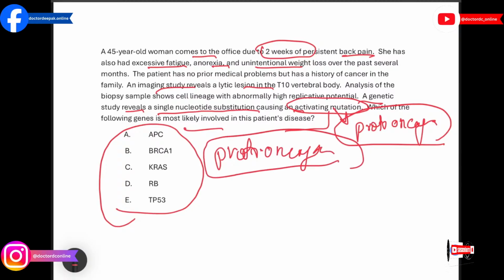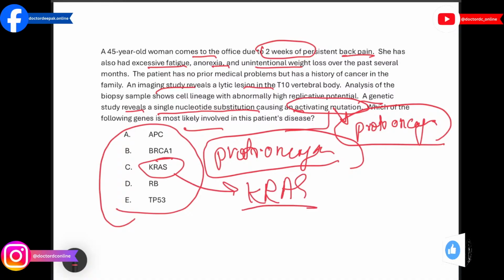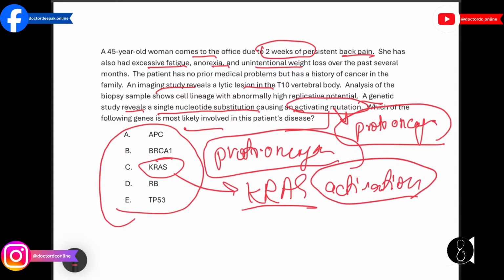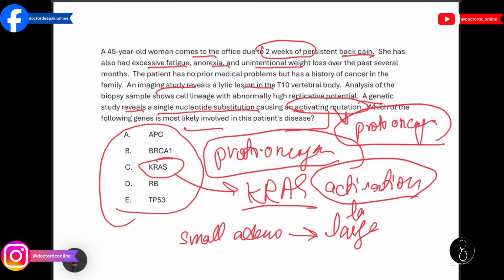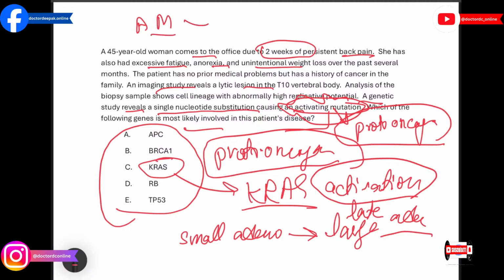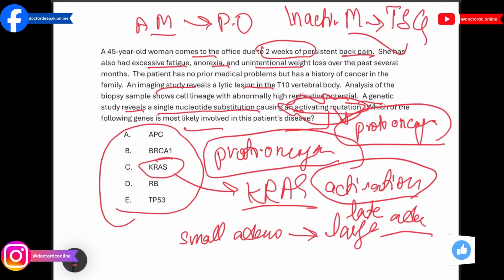Among all these genes, the proto-oncogene is KRAS, and you guys know in the colon case the KRAS activation we already studied in the last MCQs. KRAS converts a small adenoma into a large or late adenoma. Fine, it's an easy question. If anyone is asking about an activating mutation, then it will be a proto-oncogene. If they are asking about an inactivating mutation, then it will be tumor suppressor genes. Understand?